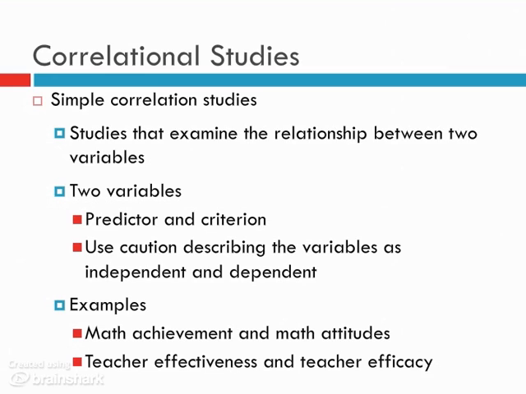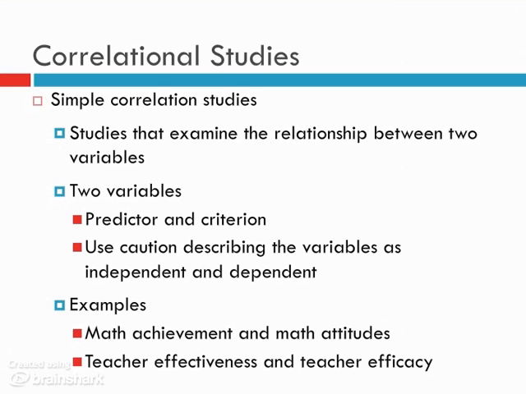So of math achievement and math attitudes, the criterion might be the math attitudes, whereas the predictor is what is predicting those math attitude scores. So your predictor is kind of what is influencing the secondary variable, which in this case would be math attitudes or teacher efficacy. It could also be switched around, but primarily you're going to be able to clearly identify the predictor and criterion variables.